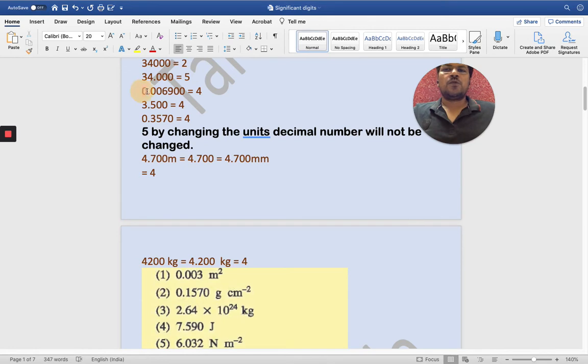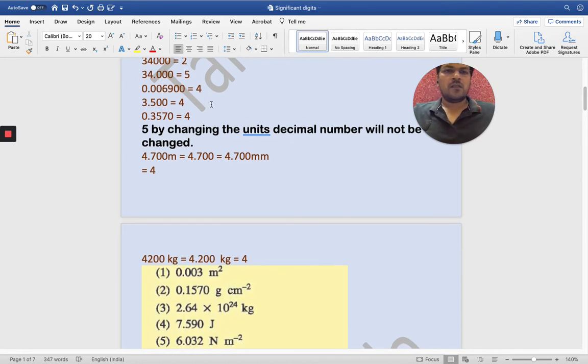The same is the case for 0.006900. You are aware that the leading zeros are not part of our significant journey, but the trailing zeros are considered. So our total significant digits are 4. Now we have 3.500. You are now smart enough to find out whether it is significant or not. So we have a total of 4 digits, and our significant digits are 4.